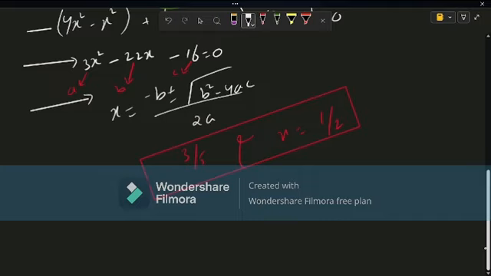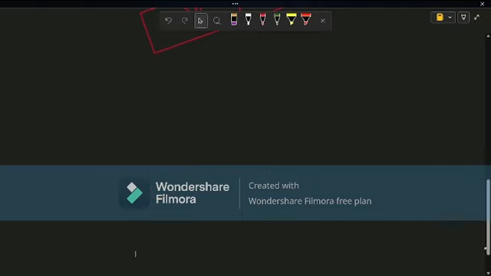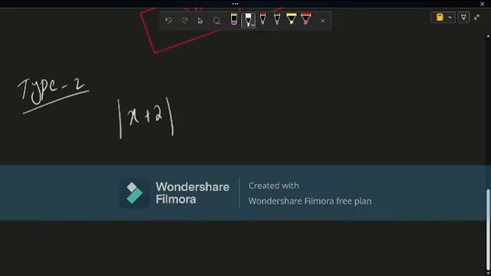Let's talk about the second type of equation that involves mod. Then we will solve some past paper questions. The second type of mod equation contains, for example, x plus 2 mod is equals to 3x minus 4. You can see that it contains mod on only one side. On this side, the mod sign is missing. There is no mod.